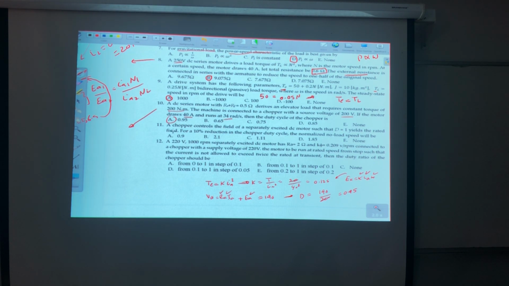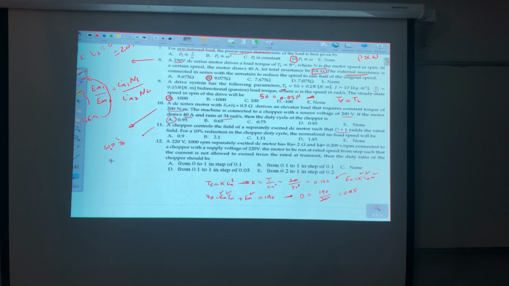Now, a chopper controls a drive. When the duty cycle is equal to a certain value, I'm getting the rated speed. Now I'm reducing the duty cycle to 0.9, and I need to find the new no load speed, as a ratio or in percent. This is also very simple. We say that omega is inversely proportional with the flux, omega naught.